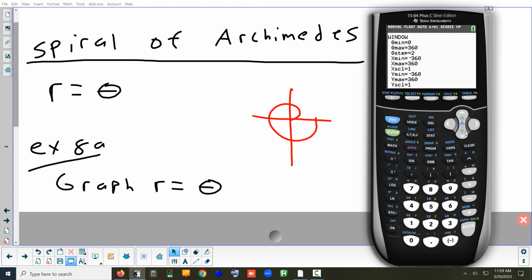Now, what if I wanted to see 2 spirals? Yeah. 720. And then I should adjust my window. We can do all 720s. Again, it's a little overkill, but it's still going to give you a good picture. So 720, negative 720, and 720. Okay, so there's 3/4, there's 1. There's 1 1/2, 1 3/4, 2. So now you get 2 full spirals.